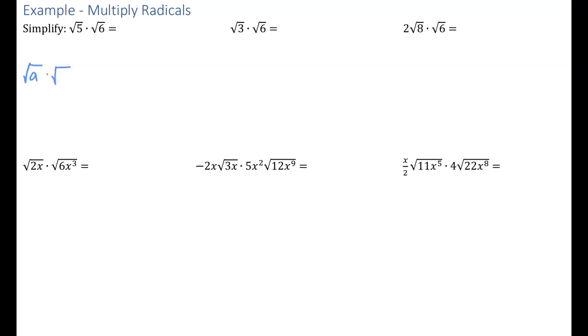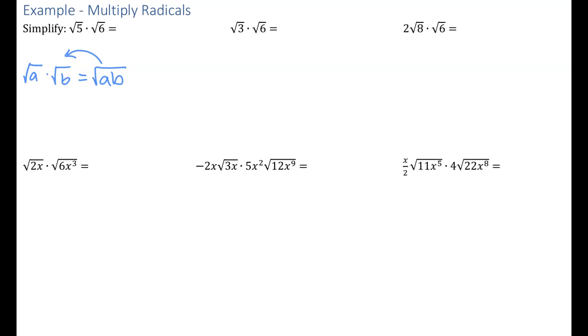Root A times root B is the same as root A times B, and it can be helpful in both directions. For simplification, we started with the root of AB and split it up. To multiply two radicals together, you're going to combine them, but interestingly, sometimes your next step will be to split things back up, maybe in a different way.